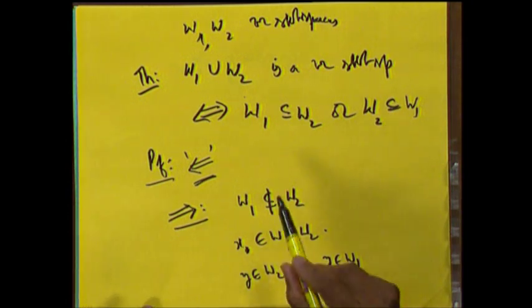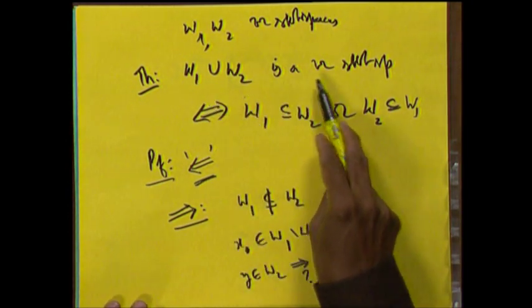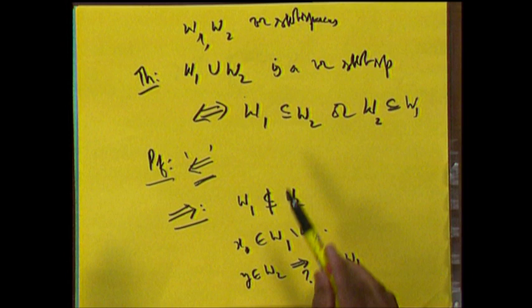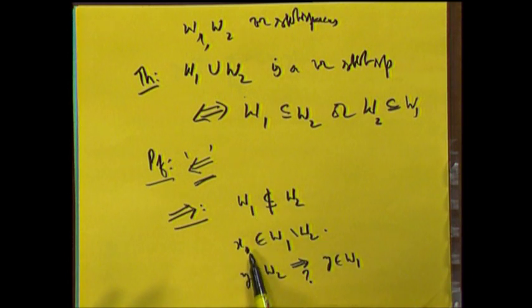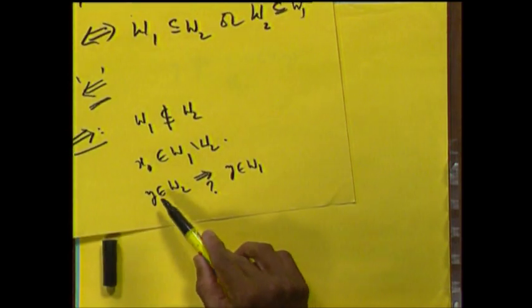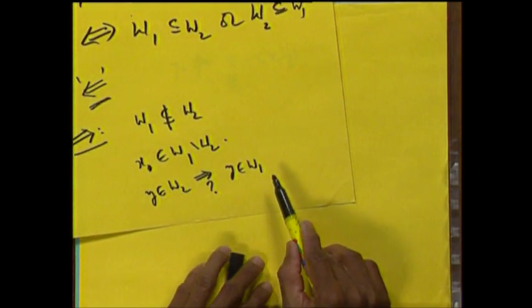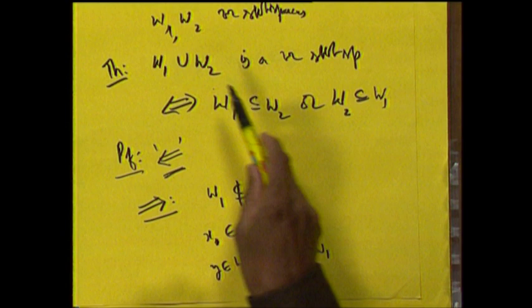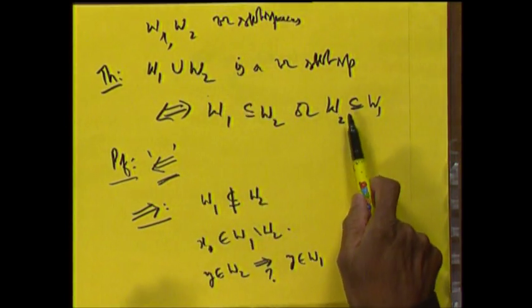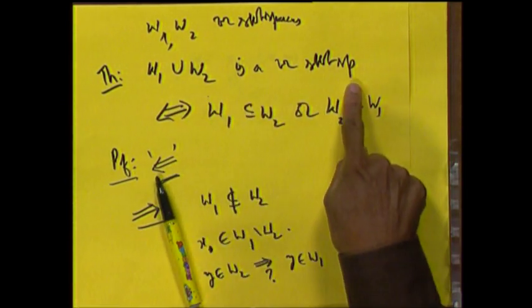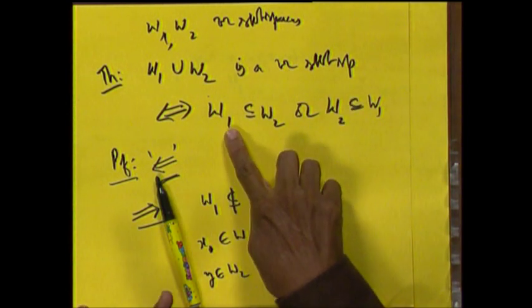In this only if part, we assume that W1 union W2 is a vector subspace, and if W1 is contained in W2, it is fine. Otherwise, we obtain an x in W1 which is not in W2, and we will show that every y in W2 is also in W1. This brings us that W2 is contained in W1, and hence this becomes an if and only if condition. Thus, a union of two vector subspaces is also a vector subspace if one of these vector subspaces is contained in the other.